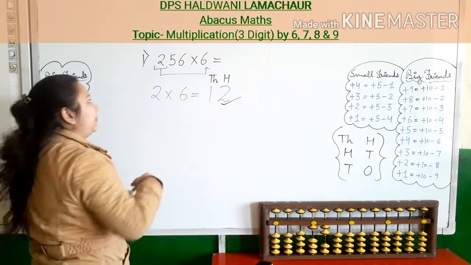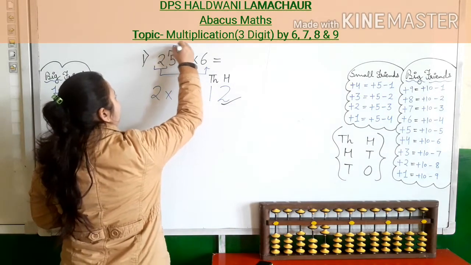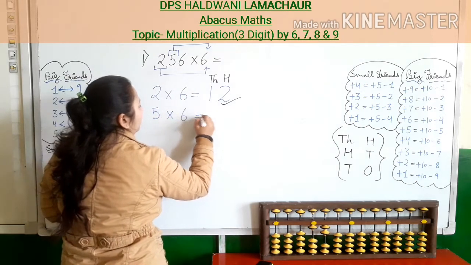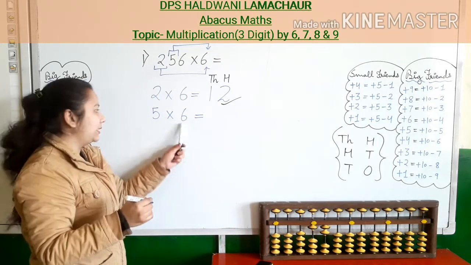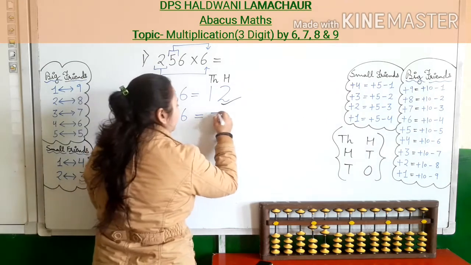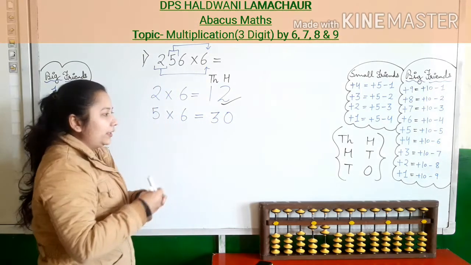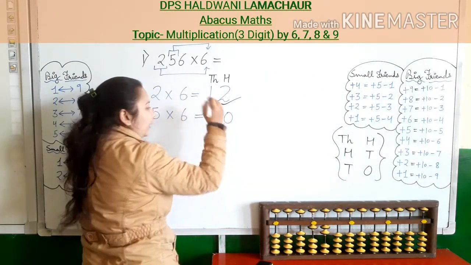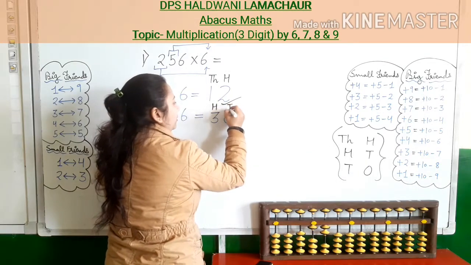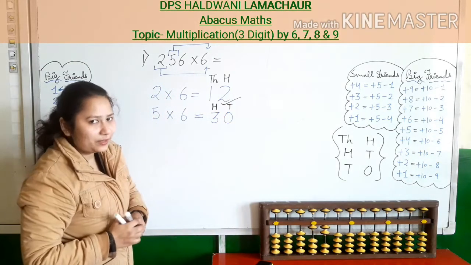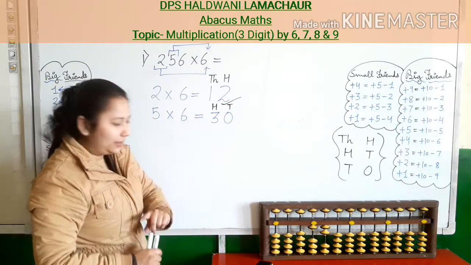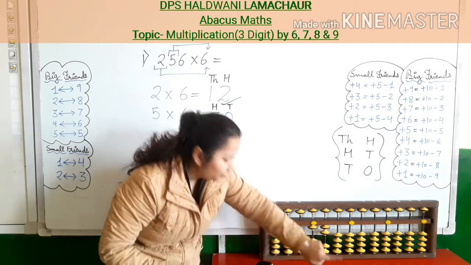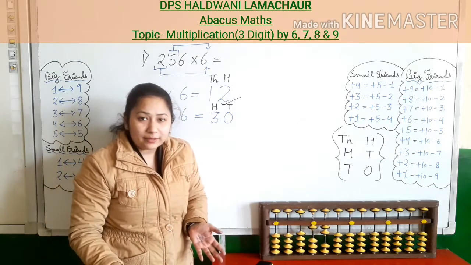Now multiply your next digit with 6. 5 into 6. Now you can do 5 6s also or 6 5s also. 6 5s are 30. Now according to the second pattern, the first digit will go in hundreds rod and the second will go in tens rod. So let's put this number. Now 3 will go in hundreds. Now you can see, kids, that in 100 rod only 2 beads are there. So how will you add 3?